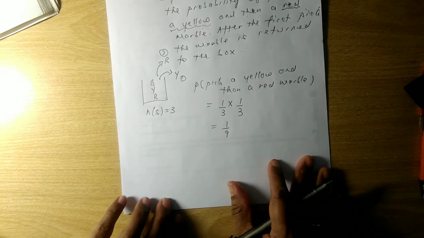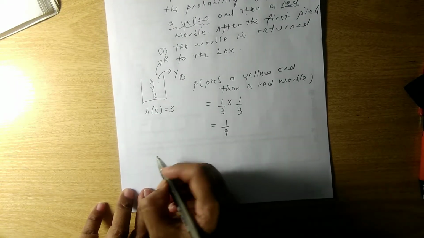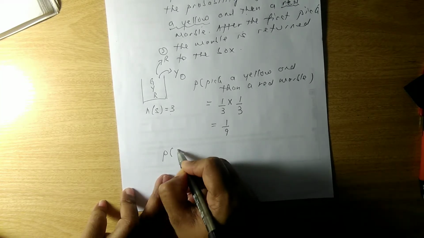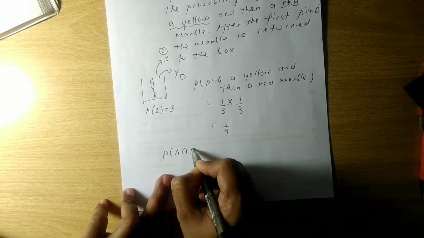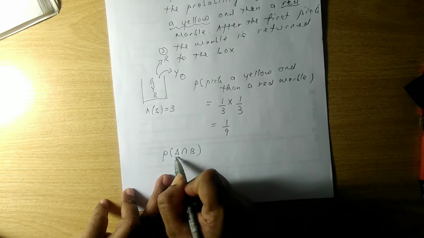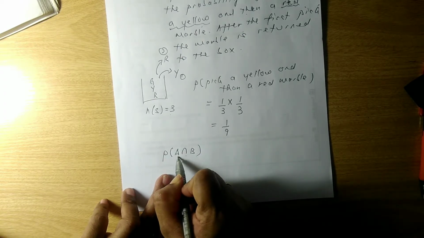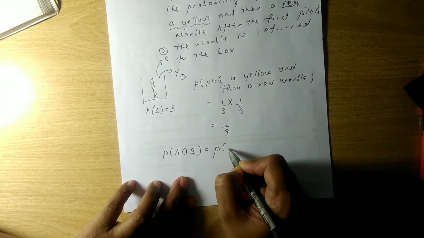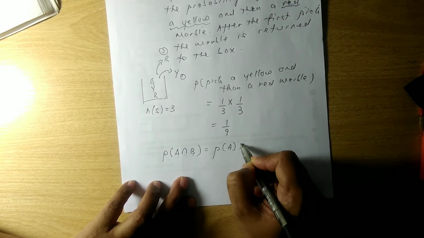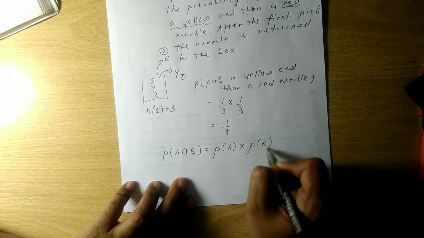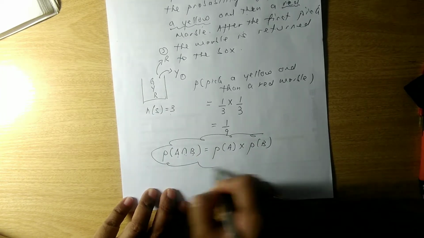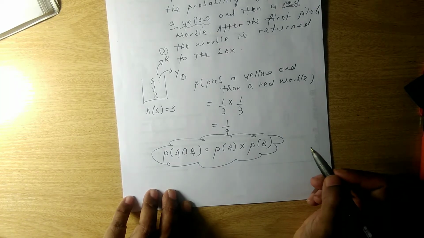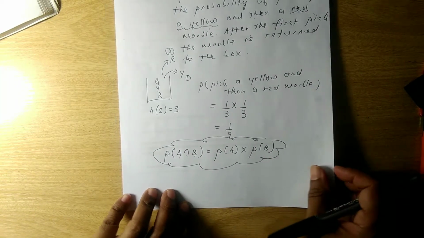So in conclusion, when we have two events happening and they are considered independent of each other, we use the symbol A intersection B. This becomes P of event A times P of event B. This is the concept when you have two events happening independently.